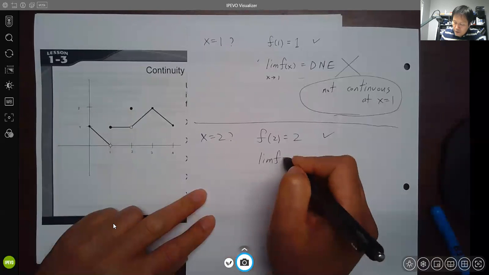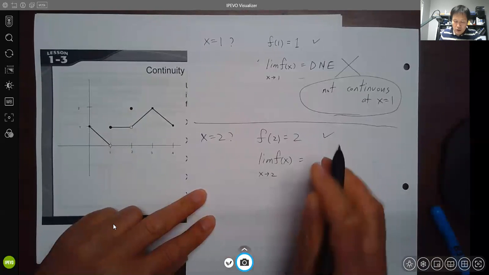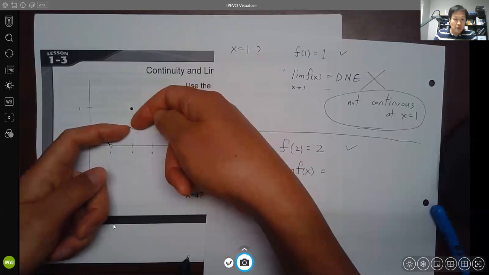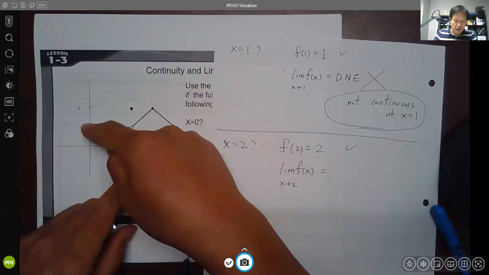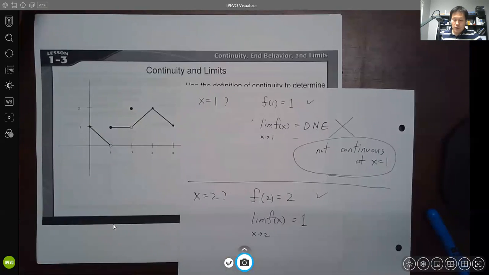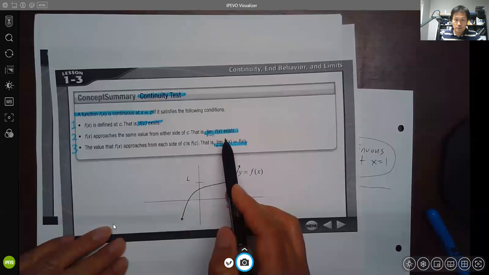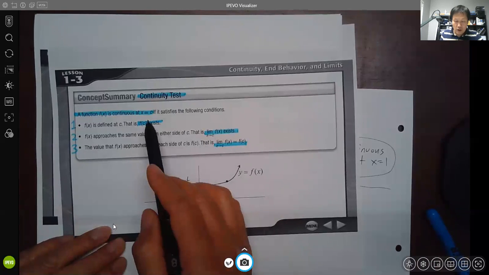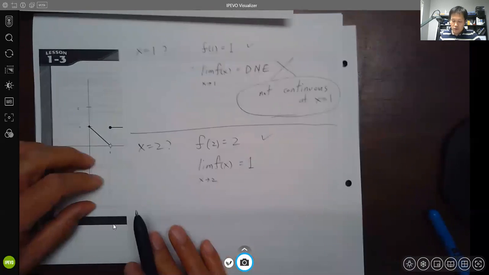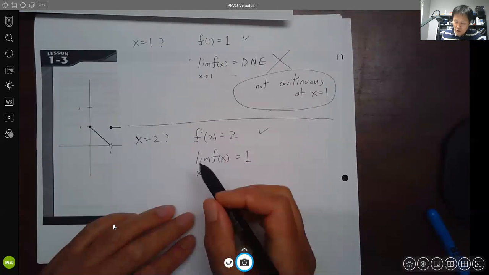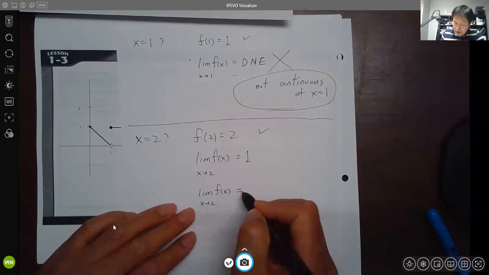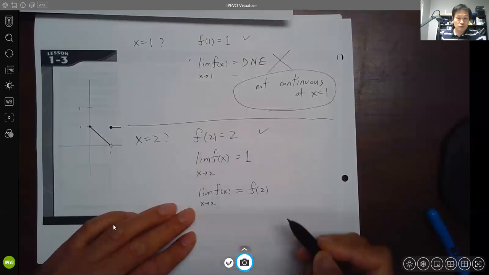Limit of f of x as x approaches 2. So approach 2 from the left, approach 2 from the right. Do they match? Yes, they do match. What's the y value then? 1. So yes, they do match as 1. So that was the second condition. Third condition, the answers for 1 and 2, function value and limit value, do they match each other? So this was 1, this was 2, so you say the limit of f of x as x approaches 2, is that equal to f of 2?